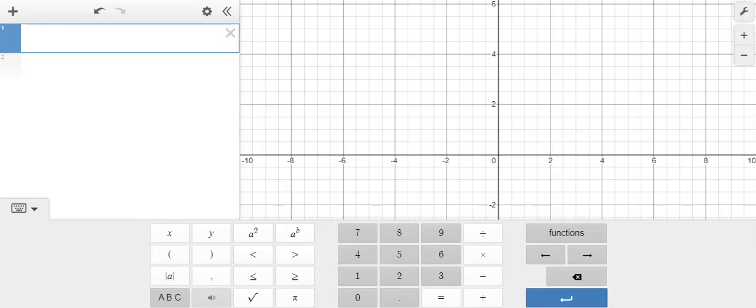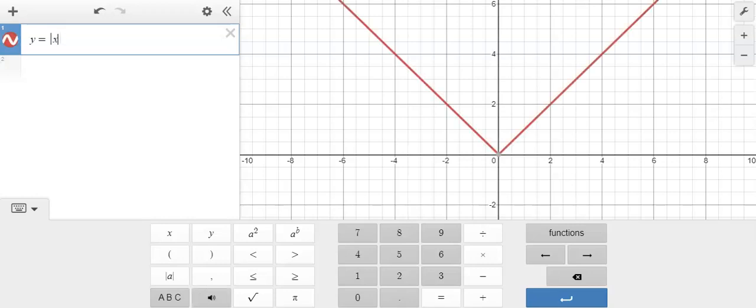We are looking at transformations of functions here. So we're going to start by looking at the function y equals, or you could have f of x equals the absolute value of x. And we're just going to use that function to start with.